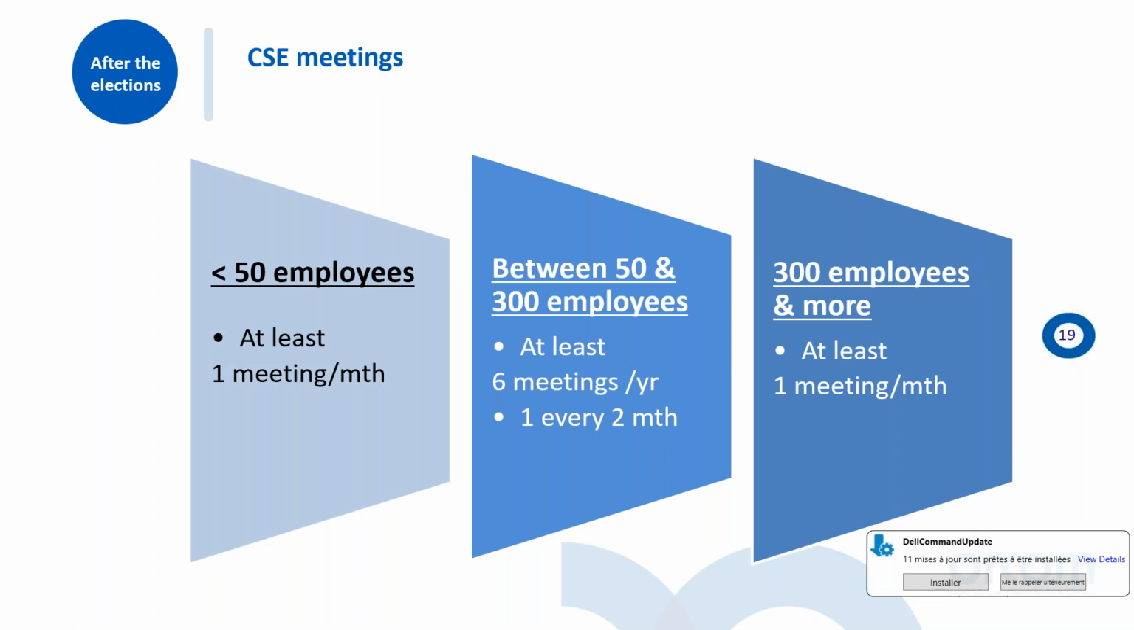And for companies of more than 300 employees, they have to meet at least once a month.